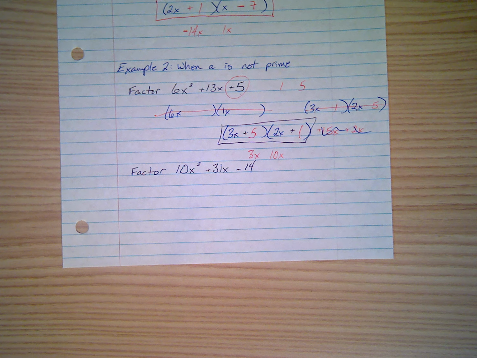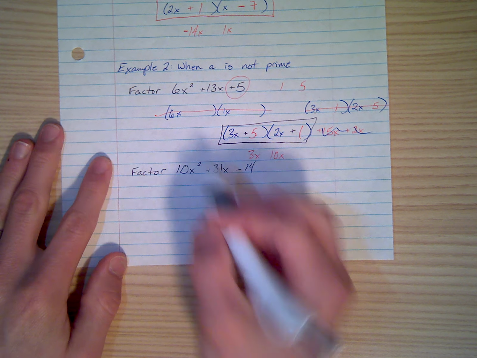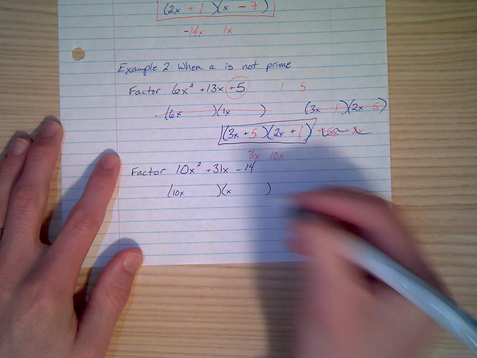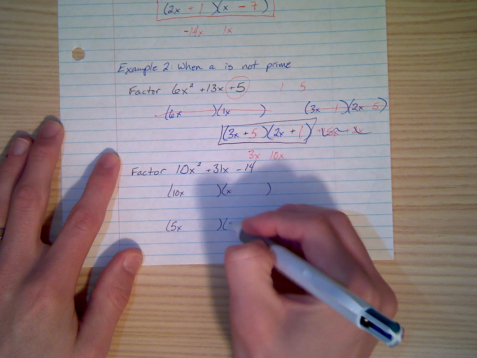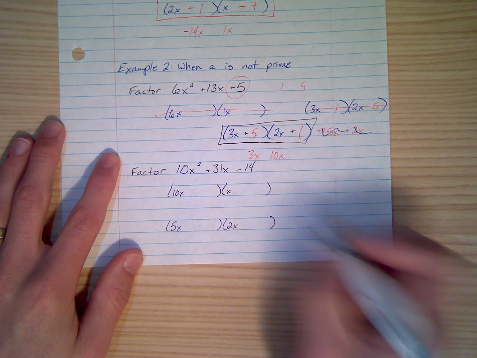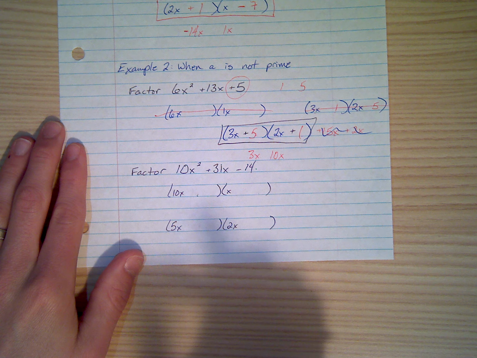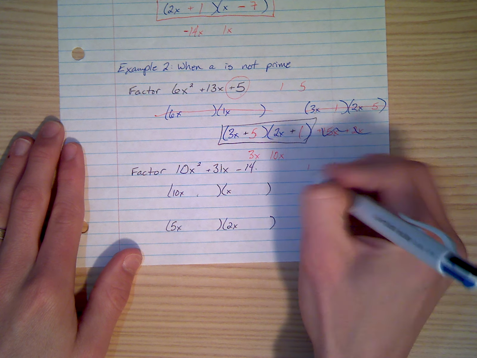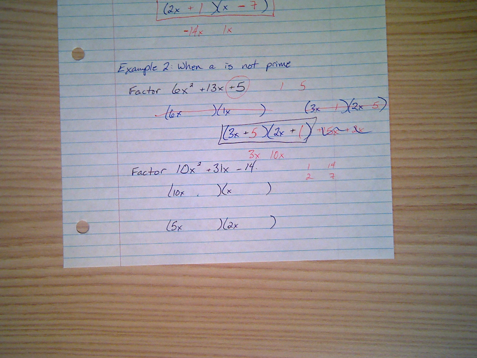Very last one today, 10x squared plus 31x minus 14. So we're starting with the 10. We know we either are going to have 10x and x, or we could have 5x and 2x. The last term is negative, so that tells us we're going to have one of each sign. So remember that right away. And we're playing around with a 1 and a 14, or a 2 and a 7. And our goal is to get 31.